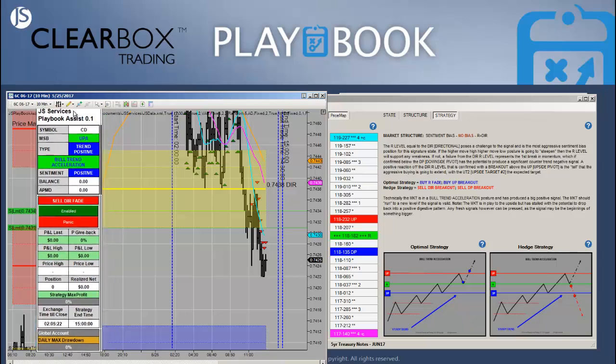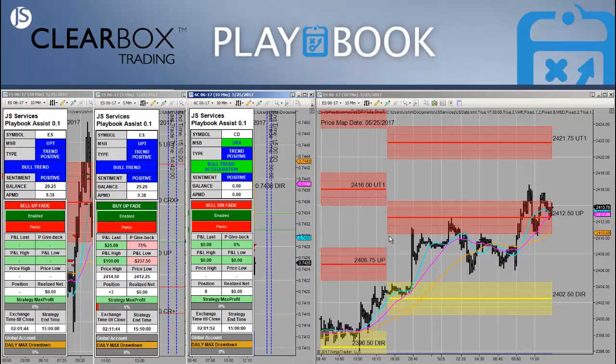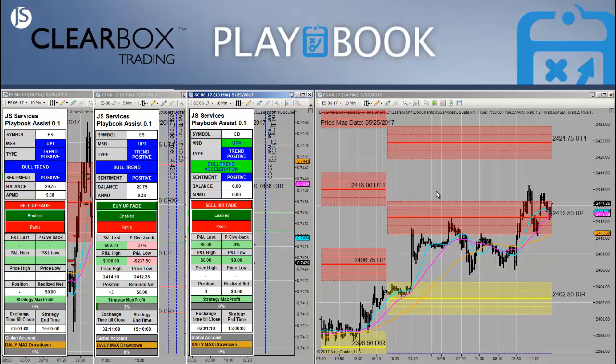Again, we have a separate chart for each strategy. Here I have the three strategies I'm running. I've got two S&P strategies, my sell UP fade and my buy UP fade, and I also have a Canadian dollar sell DIR fade that's currently working. On these two strategies I have no positions, and this strategy does.